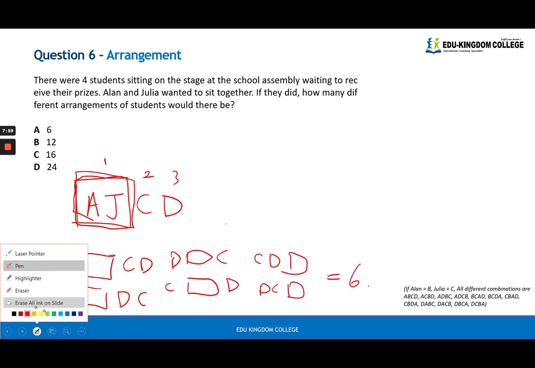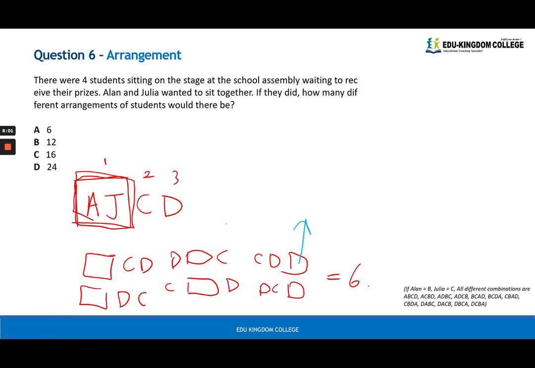Now you have to realize in each of these boxes, right, we can also switch Alan and Julia. We're Alan and Julia or Julia and Alan. So I'm going to double this for the second combination. That gives 12 for option B. Okay.